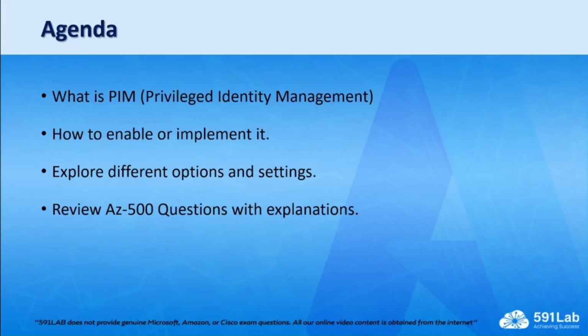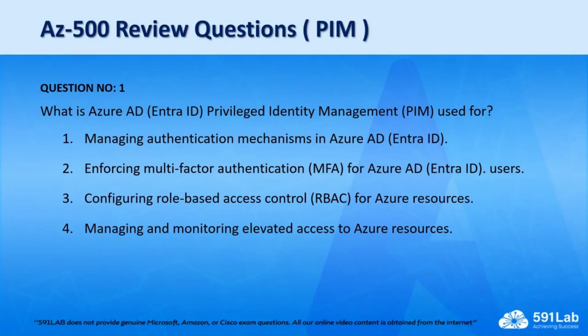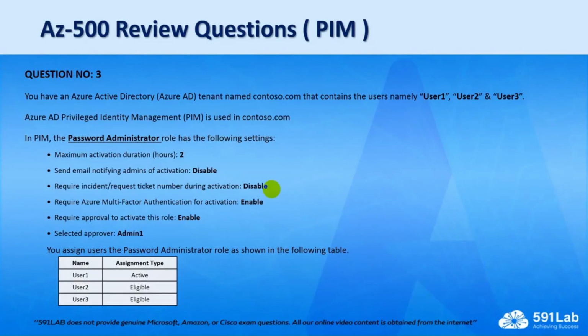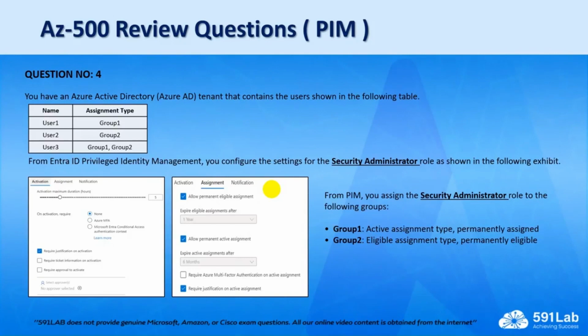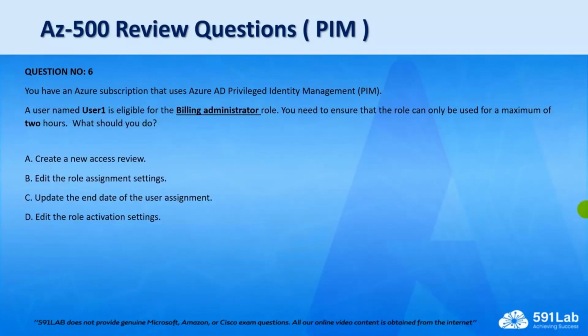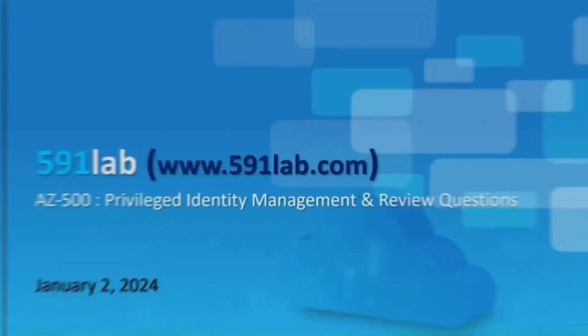Getting all the understanding of all these points, then we will have a review before choosing the correct one. Now the question says, what is Azure? So here if you look at the options, the global administrator role, then Azure AD privilege management is used in contoso.com. So we have user 1, 2 and 3, and user 1 is a member of group 1, user 2 is a member of group 2. User 3 also has no subscription role, but AD role has global administrator.